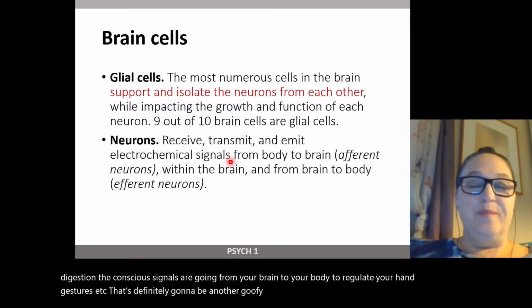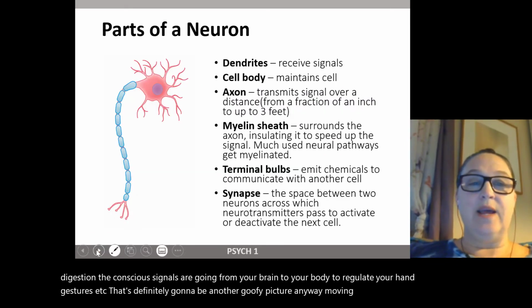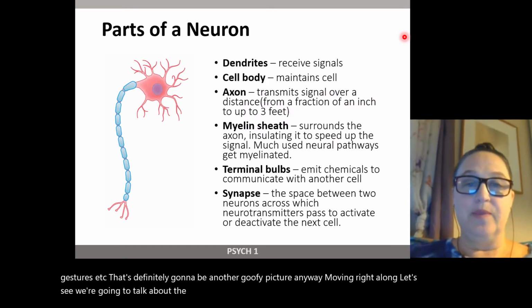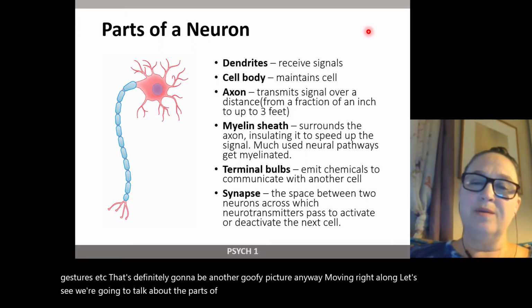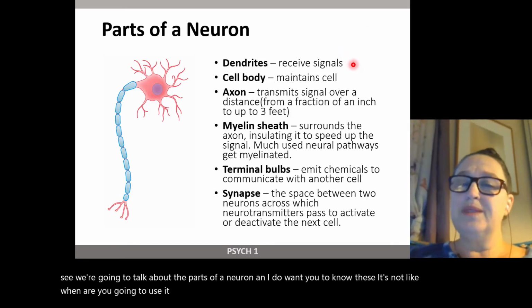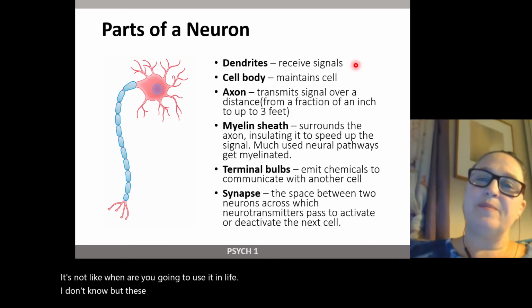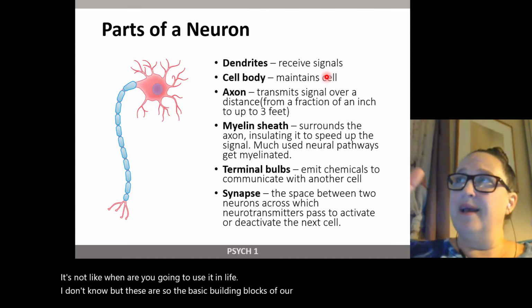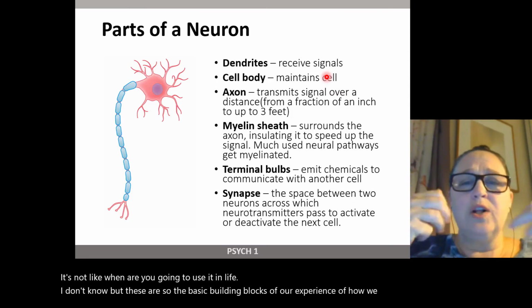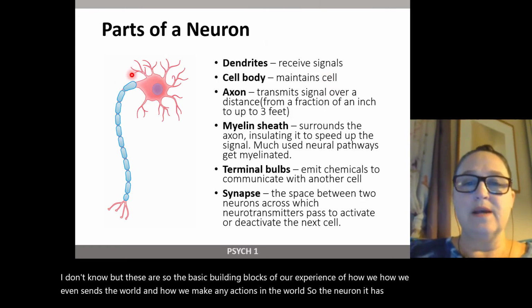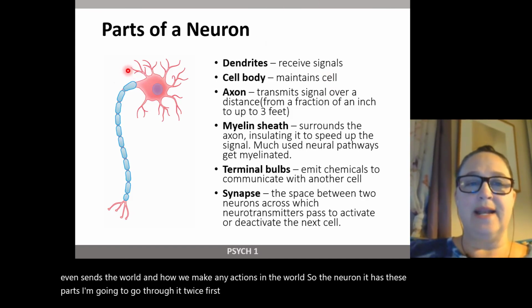Moving right along, we're going to talk about the parts of a neuron. And I do want you to know these. It's not like, when are you going to use it in life? I don't know. But these are the basic building blocks of our experience, of how we even sense the world and how we make any actions in the world. So the neuron has these parts. I'm going to go through it twice, first on this slide, then on the next slide.